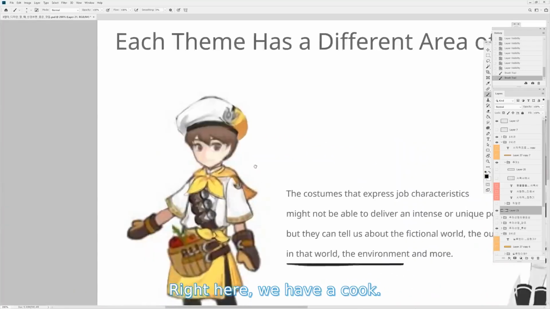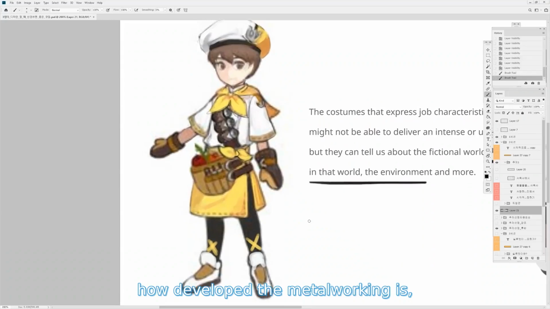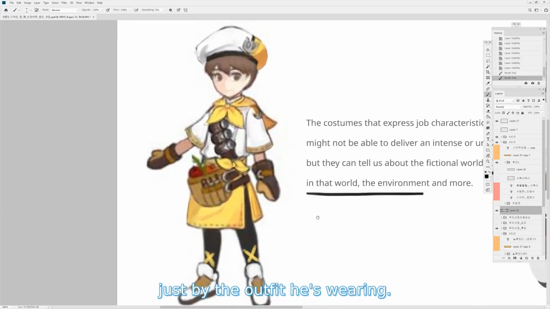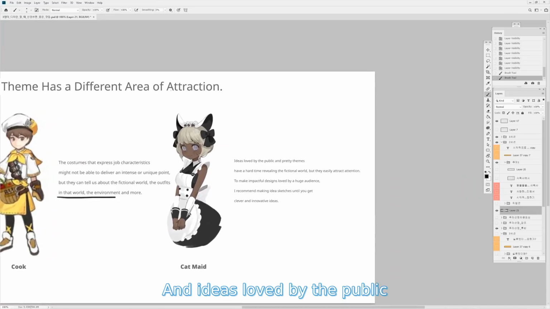Right here, we have a cook, and we can guess the level of the fictional world, the outfit people usually wear, how developed the metalworking is, how advanced their science and technology are, just by the outfit he's wearing. Cat. An idea is loved by the public, and pretty themes have a hard time revealing the fictional world, but they easily attract attention.